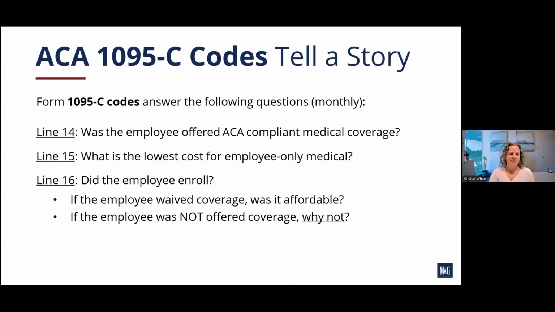Okay, the 3 different lines there, this is on that part 2. They tell us a story, like we said. So line 14 is saying, is the coverage that you offered compliant? And then what is our lowest cost plan? I mentioned how some of that can be confusing. This is specific to the plan, not the employee.